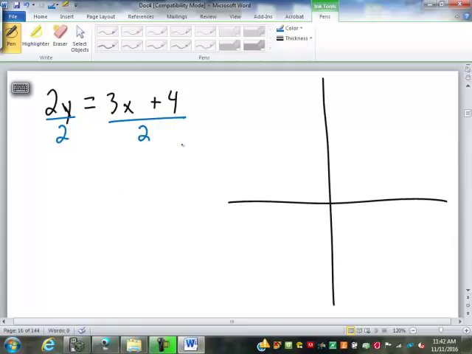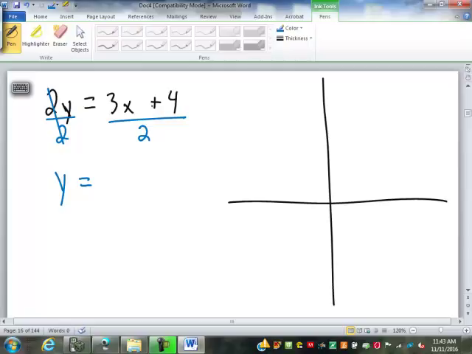Now when we multiply or divide in an equation, we have to multiply or divide each portion of the equation. So here, 2y divided by 2, the 2's cancel out and we have y. Well, over on the right side, we have 2 portions. We have the 3x and we have the 4. Each of them has to get divided. 3x divided by 2, well, 3 divided by 2 is 1.5, or 1.5x.